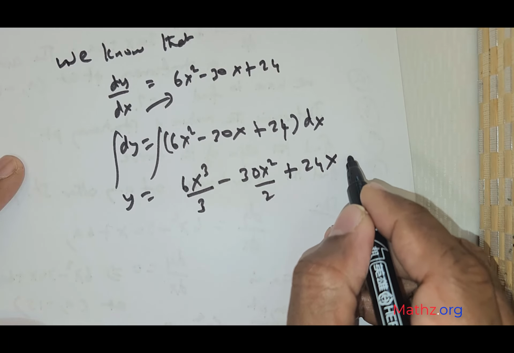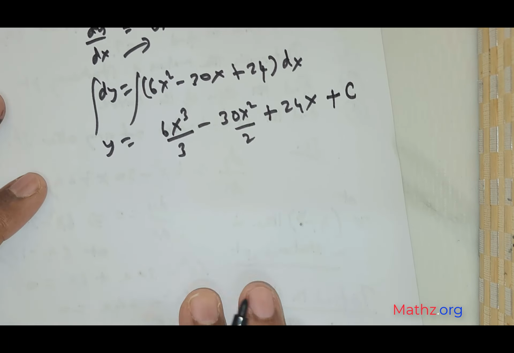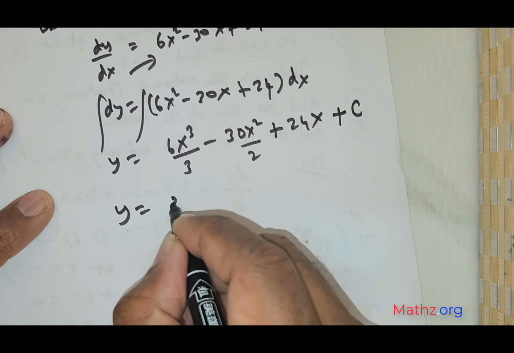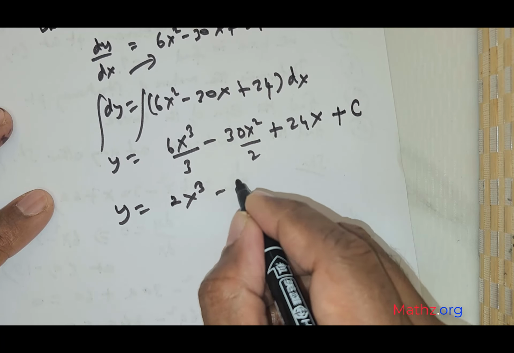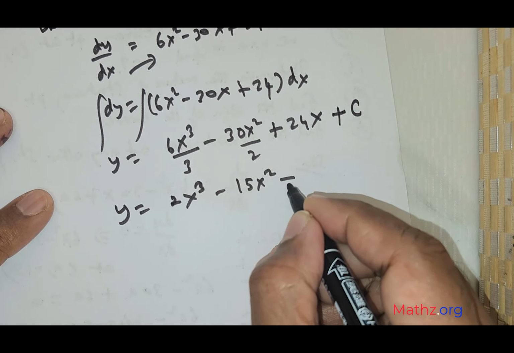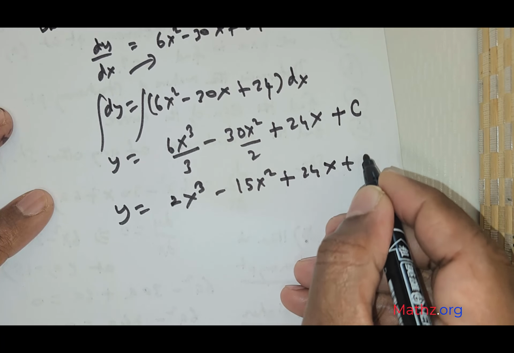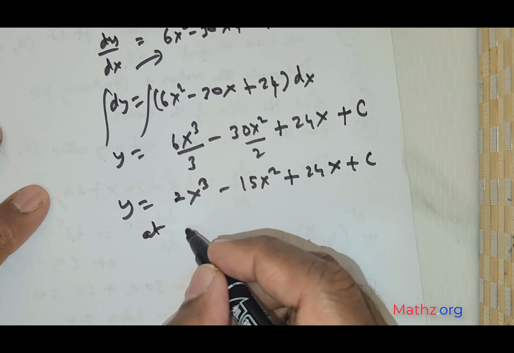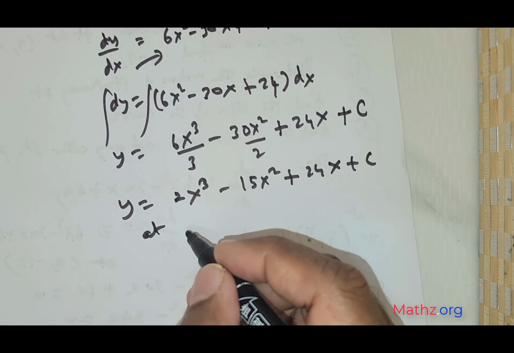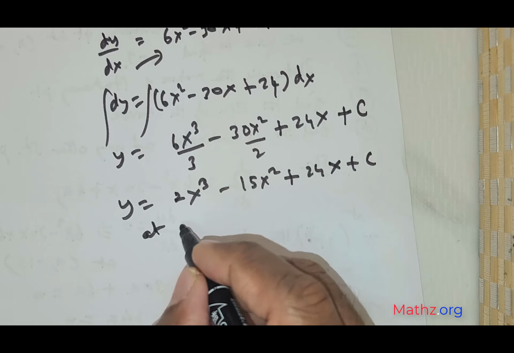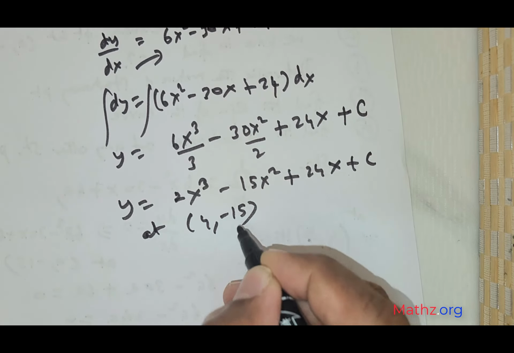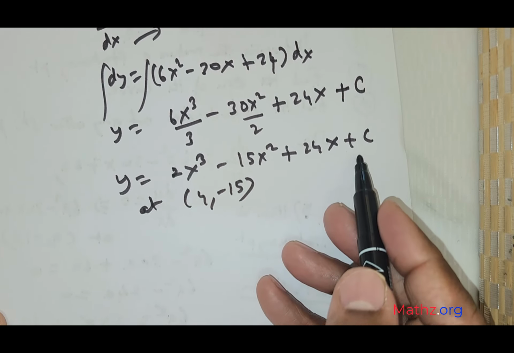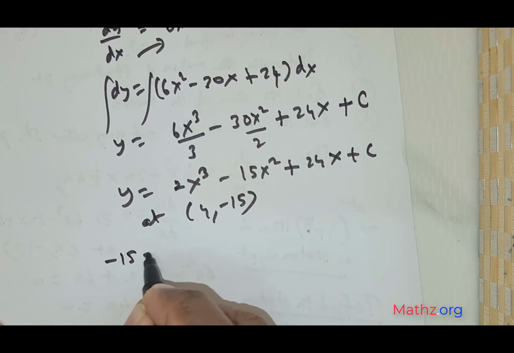Okay. Of course, you have to have the arbitrary constant plus c. Now you can rewrite this as 2 times x cubed negative 15 times x squared positive 24x positive c. Now at the point, we need to actually take in the coordinates. So what are the coordinates at 4 comma negative 15? Because I need to get the value of c. So negative 15 will go here.